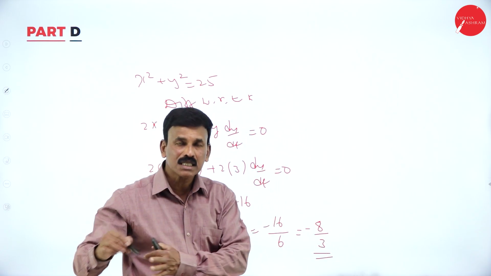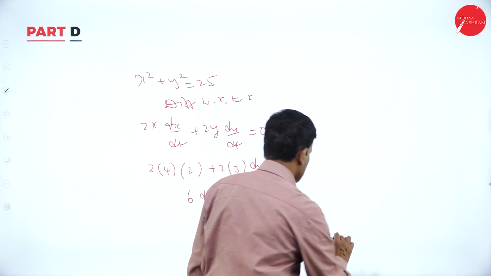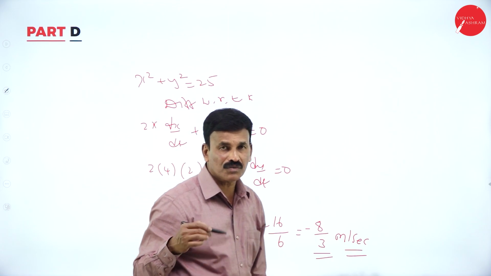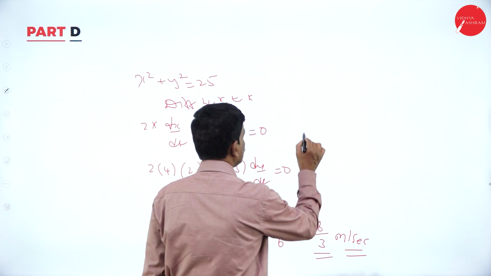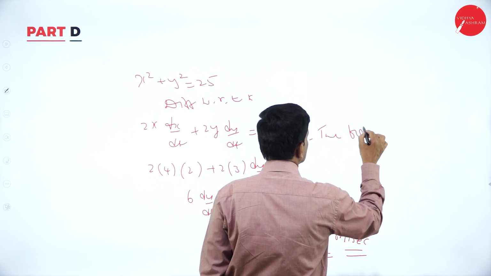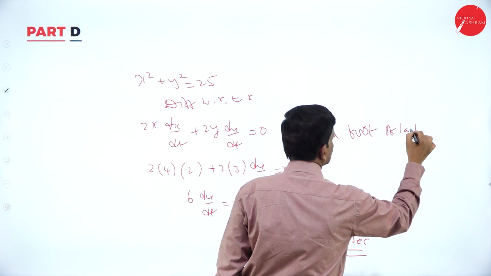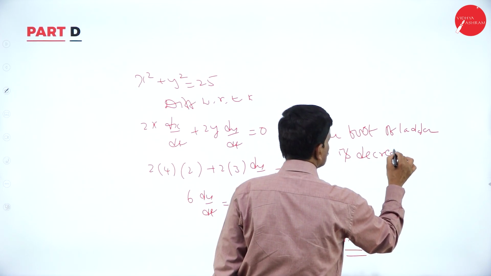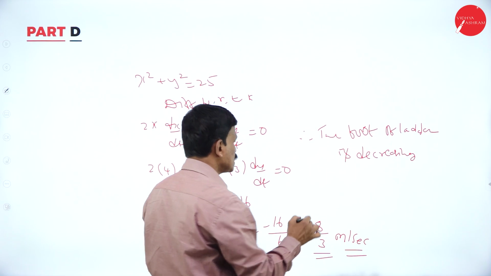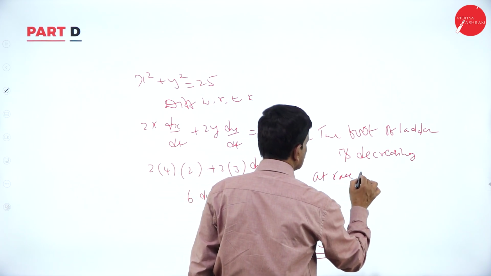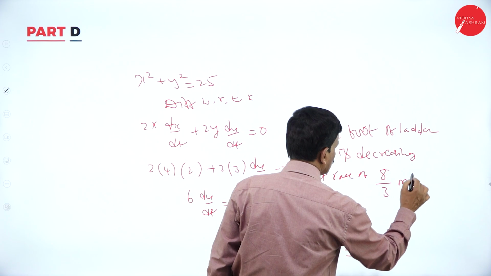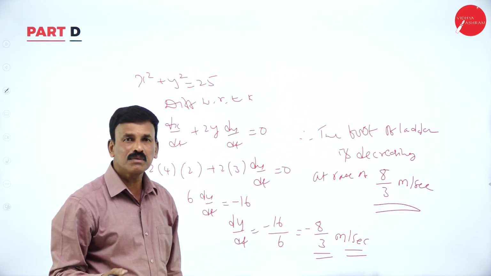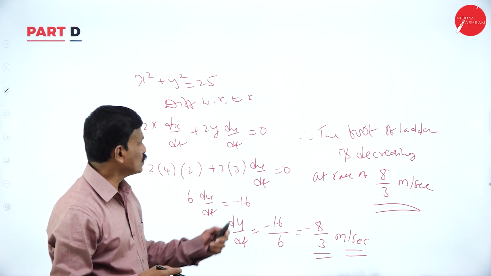Negative sign indicates it is decreasing. That's it, meters per second. So, therefore, what is the conclusion? The height of the wall is decreasing at the rate of 8 by 3 meters per second. That's all. Now, move on to the next problem.